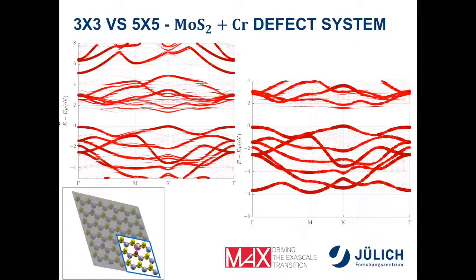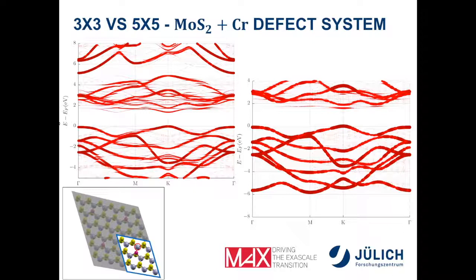Now here I want to show you the effect of the size of the supercell you choose for your calculation. This is now molybdenum disulfide with a chromium defect, so not replacing the atom in the chalcogen layer, but replacing an atom in the metal layer. On the left side you see the band structure with unfolding weights for a 3x3 supercell, so meaning 1 out of 27 atoms. On the right side you see it for a 5x5 supercell, so meaning 1 out of 75 atoms, so slightly above 1%.